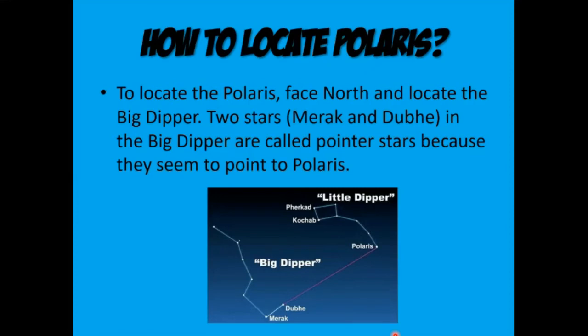So to locate Polaris, face north and locate the Big Dipper, the two stars which are Merak and Dubhe. Correct me if I am wrong sa mga pronunciation na nababanggit ko. In the Big Dipper, they are called pointer stars because they seem to point to Polaris.